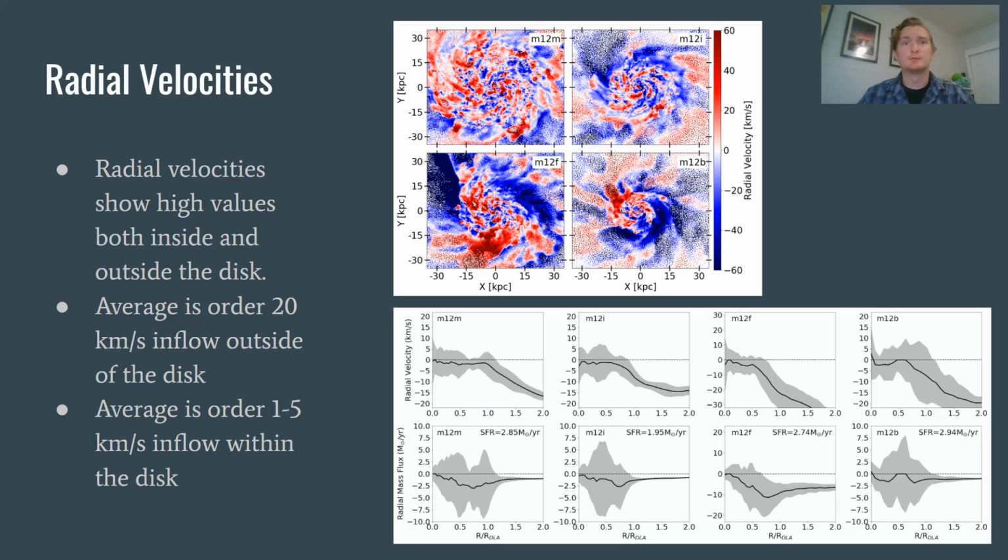On this top row of plots, we show the radial velocity curves averaged over time. Note that the x-axis is the cylindrical radius normalized to the size of the disk. Outside the disk, we see inflowing radial velocities on the order of 20 kilometers per second. At the disk edge, however, there's a transition and things begin to slow down to 1 to 5 kilometers per second on average. The bottom row shows the corresponding radial mass flux.